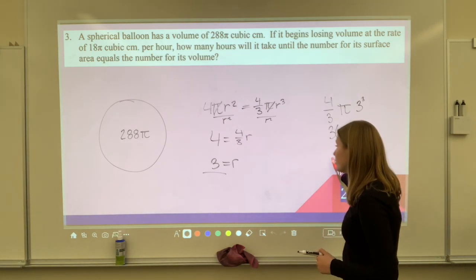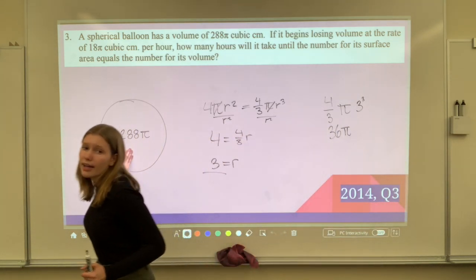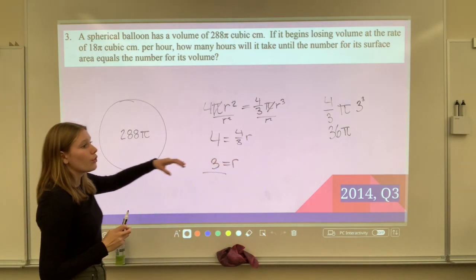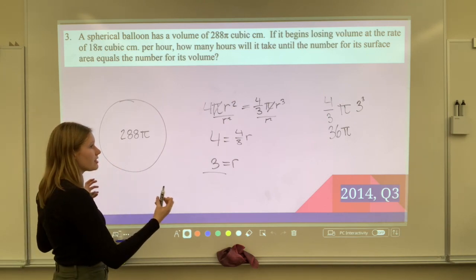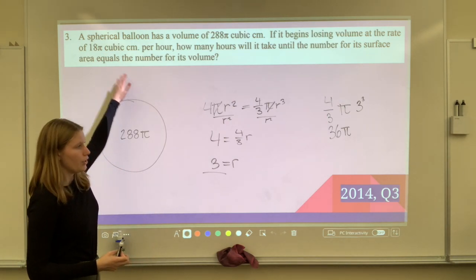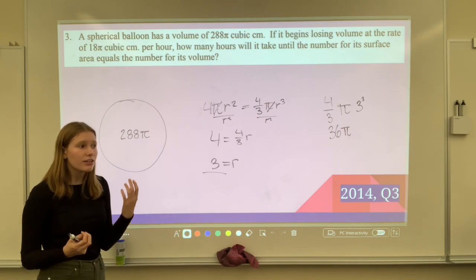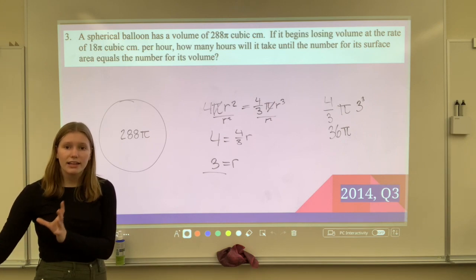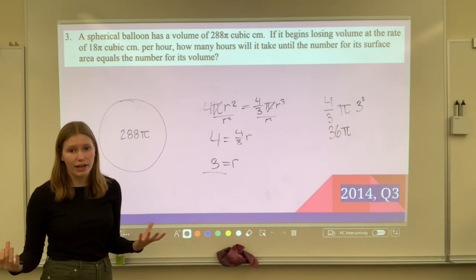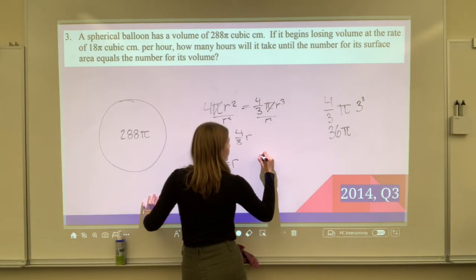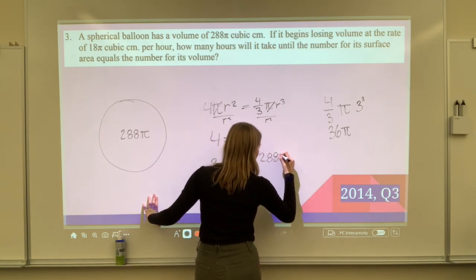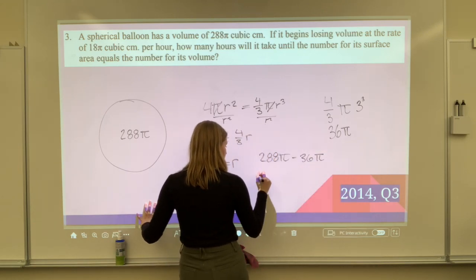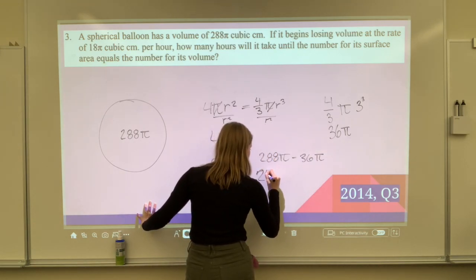So, if we start with 288 pi as our volume and get to 36 pi, all we have to do is find the difference and divide by 18 pi. We're going to divide by 18 pi so we can get the amount of hours, because you're subtracting 18 pi every hour, so that gets us the amount of hours. So 288 pi minus 36 pi will get us 252 pi.